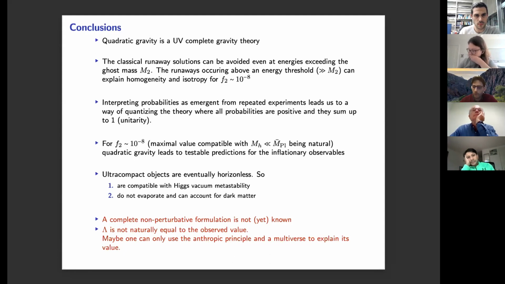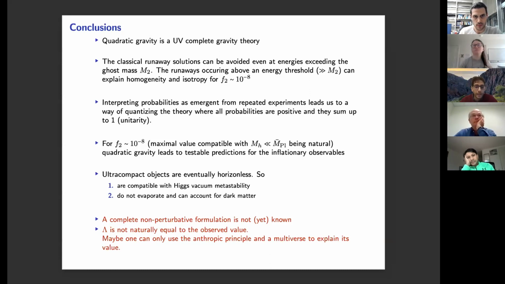And furthermore, for f2 of order 10 to the minus 8, which is the maximum value compatible with the Higgs mass naturalness, quadratic gravity leads to testable predictions for the inflationary observables. And ultracompact objects are eventually horizonless. This is also a prediction of generic softened gravity theories, so this goes beyond quadratic gravity.